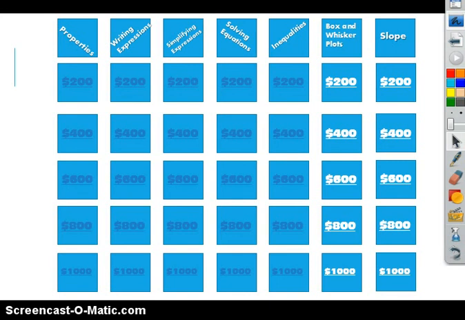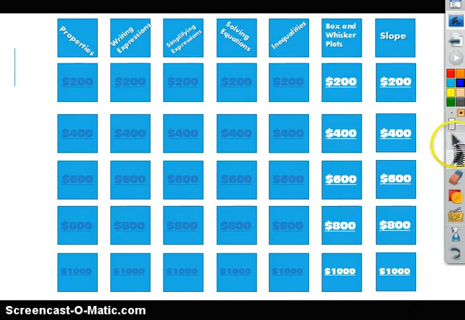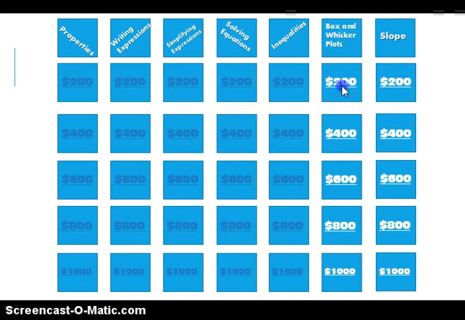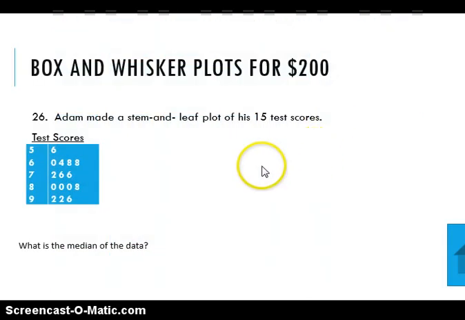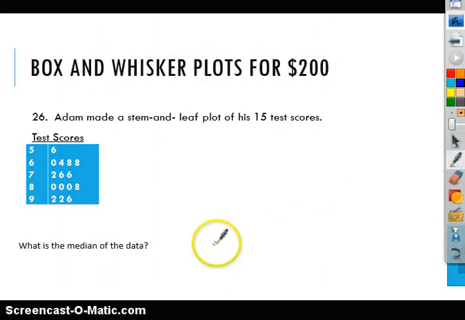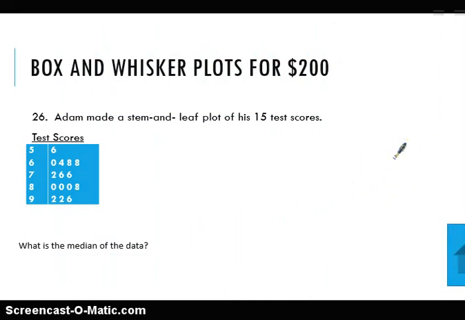So we're looking at our final segment for our Jeopardy Quarter 3 benchmark review. Let's start with box and whisker plots for 200. Adam made a stem and leaf plot of his 15 test scores. What is the median of the data?